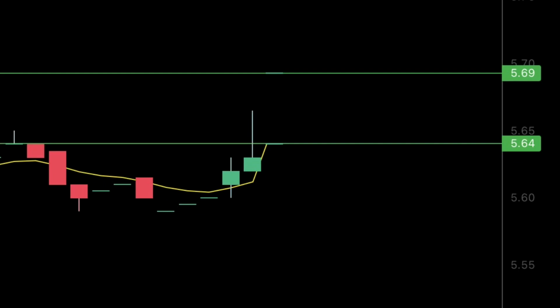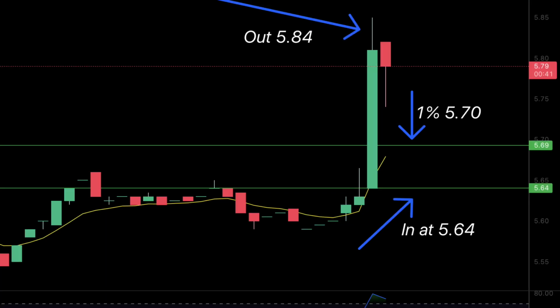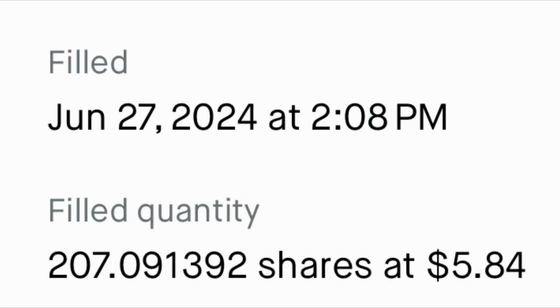However, I did not know I was going to be this good. And it completely took off. That next candle did. So my 1% goal was 570. It actually went all the way up to, gosh, I think almost maybe 585, 586. I actually got out at 584.